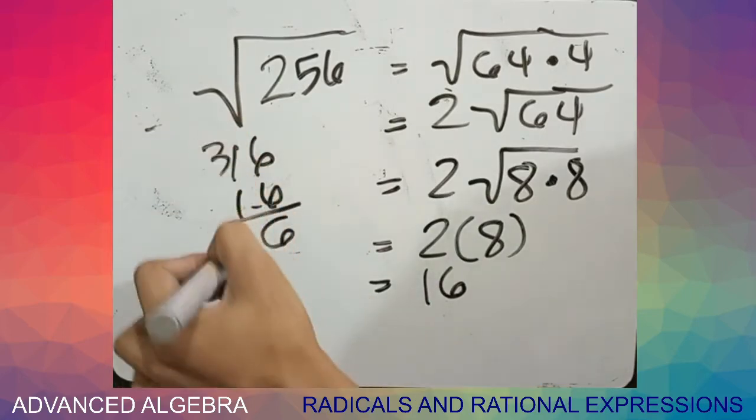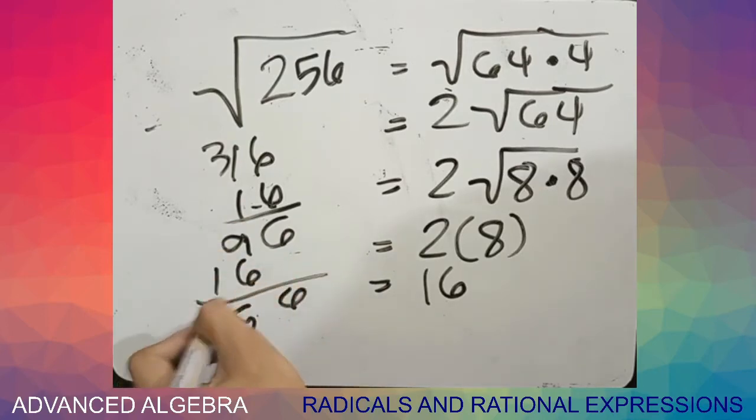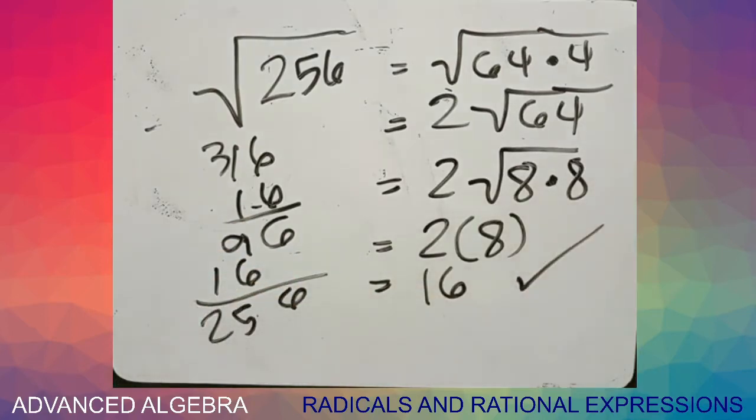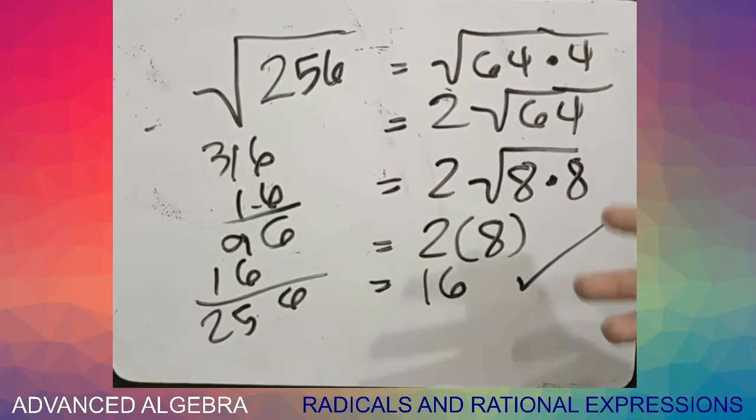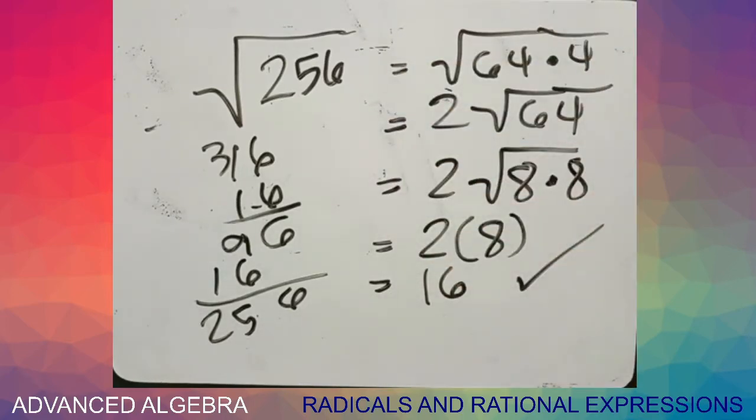Okay, try natin ha. 16 times 16, 256. Okay. So, tama yung sagot natin. So, yun yung way para makuha natin yung square root ng isang number. Okay? So, kapag nahihirapan kayong maghanap ng perfect square root, isa-isahin nyo muna. So, himay-himayin nyo hanggang makuha nyo yung simplified version niya. Okay? Tapos, kapag wala na siyang square root, tapos meron pa rin siyang radicals, o di yun na yun.